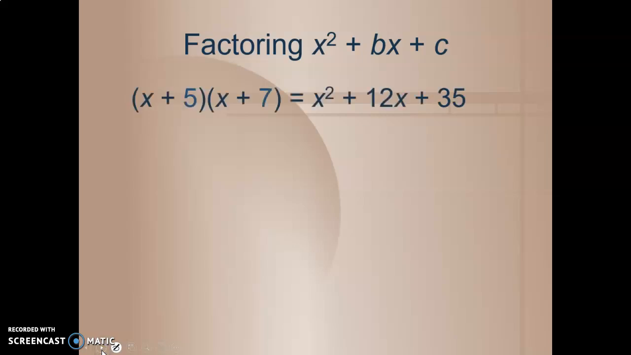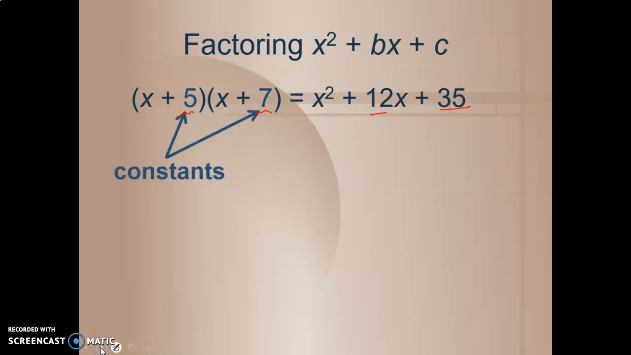So let's talk about how to factor x squared plus bx plus c, which is our standard form for a quadratic. We know that when we have x plus 5 and x plus 7 being multiplied, we end up with x squared plus 12x plus 35. If you look at that, do you notice any relationship between 5 and 7?